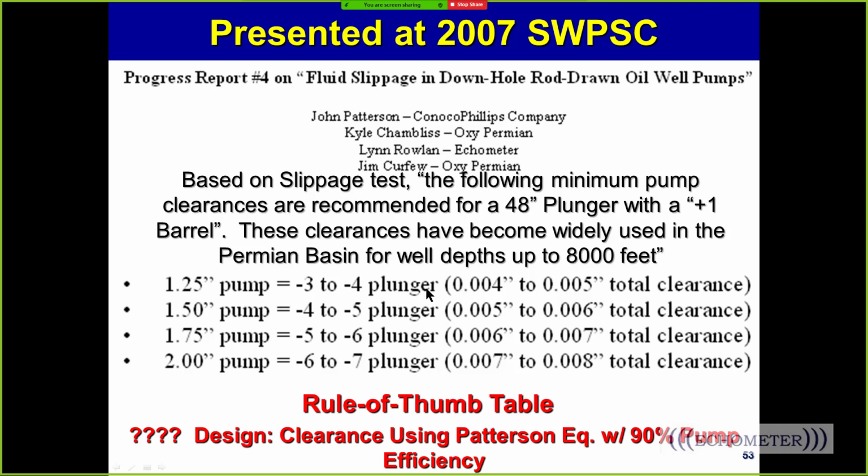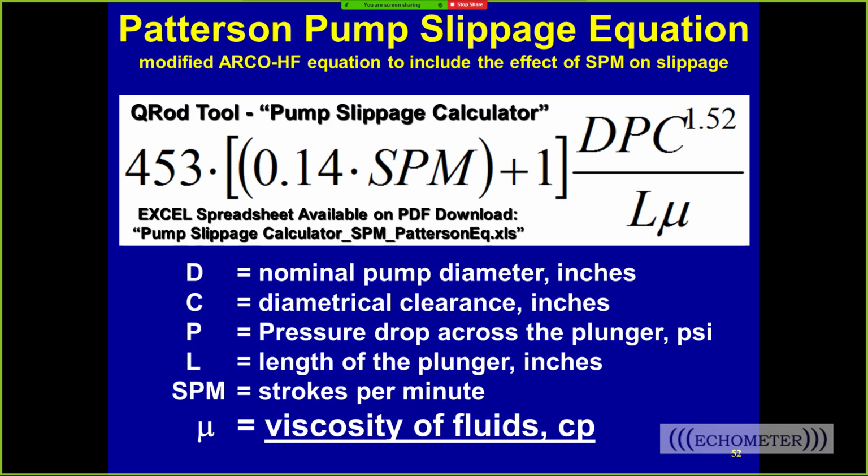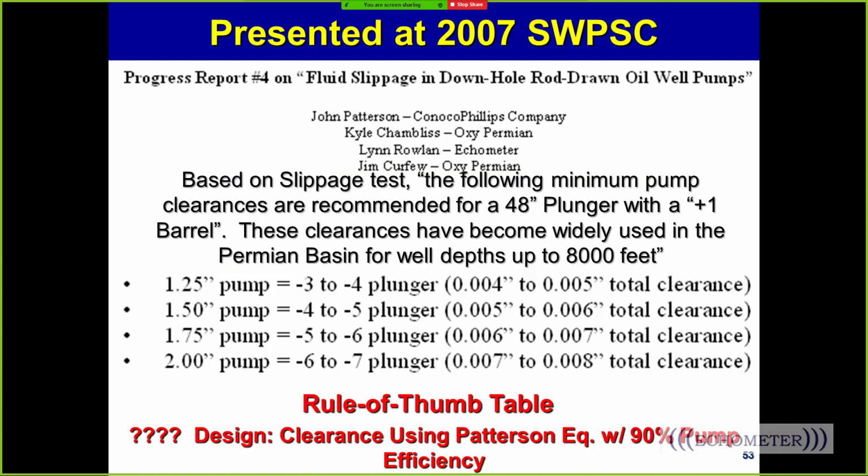Now we discussed whether there should be this table or not in the paper, and Echometer advocated that we shouldn't put a table and tell people what clearance to use. We should just say use this equation, the Patterson slippage equation. So we were democratic. We voted, and the vote was to put the table in the paper.